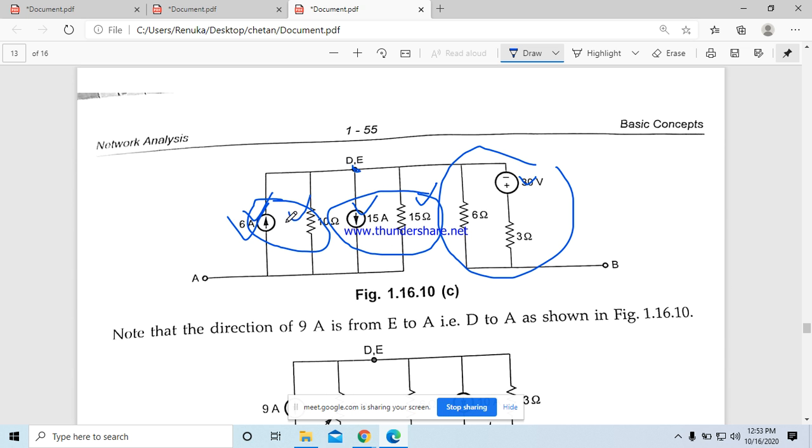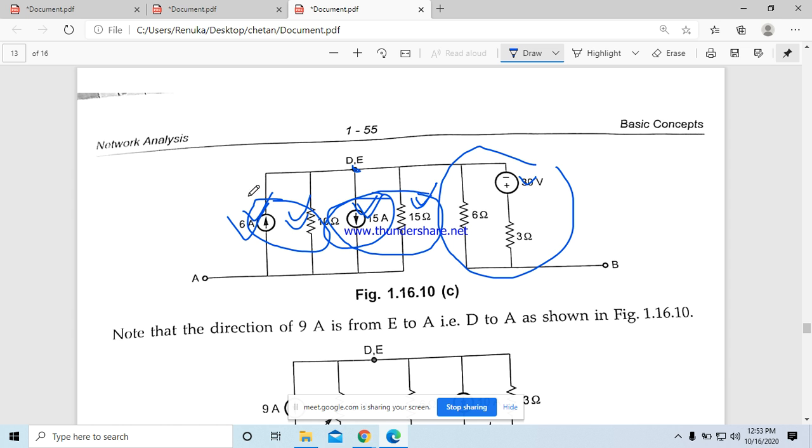6 amps is in parallel with 10. Next, 225 divided by 15, you will get 15 amps in parallel with 15 volt. In which direction can you keep this current source? In the direction where that voltage source was. The voltage source was in the downward direction, so you have drawn this one in the downward direction. But in this case it was upward, so you have drawn this current source in the upward direction.